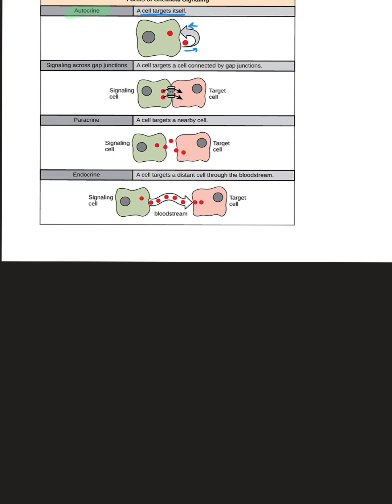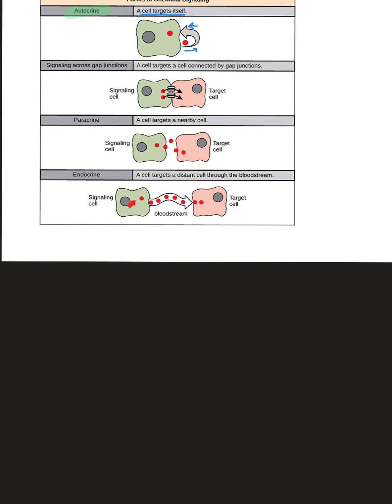The paracrine system is when you're dealing with cells that are nearby, so there's some space in between them. They may be a neuron and a muscle. There might be any number of tissues where you have to send a signal to a nearby cell to continue that effect, whatever that effect is.